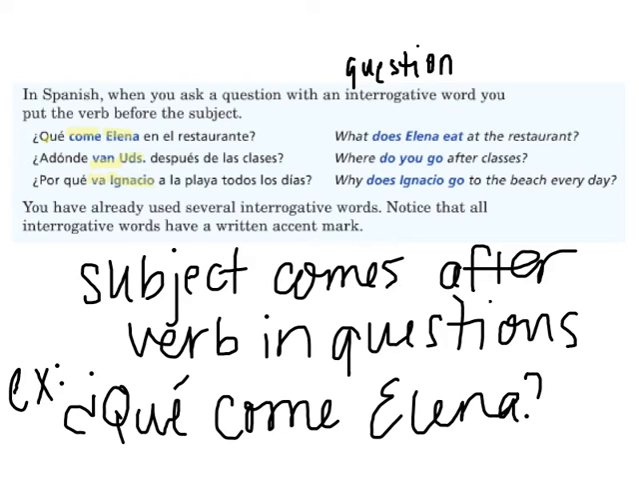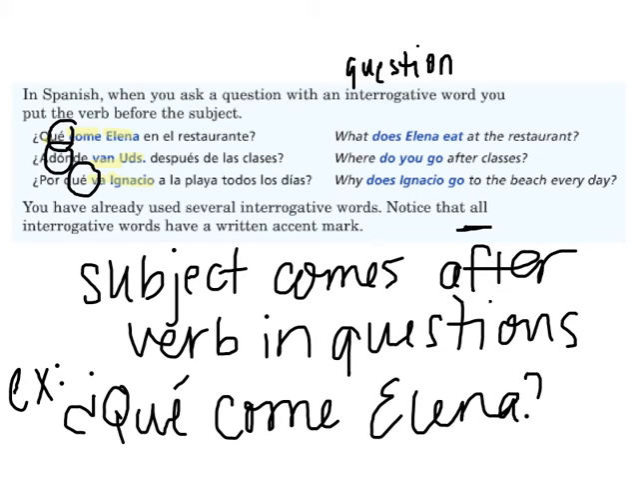You've already used several interrogative words in class, like ¿Cómo estás? ¿Dónde está? But what I want you to do now is notice that all interrogative words have a written accent mark. That means that they have an accent mark over them. And you can see it here in qué, in a dónde, and in por qué, along with the other 8 that we learned on the page before this.